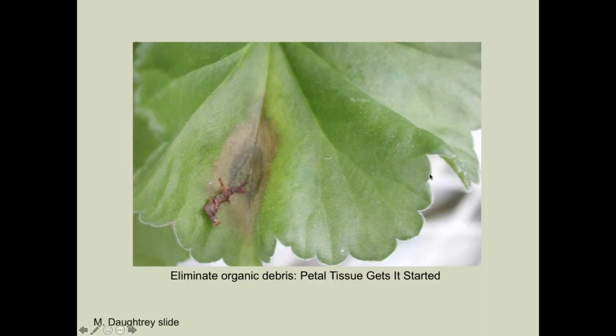One of the things that I mentioned is that any of the senescent tissue that's around certainly can allow the Botrytis to infect that tissue, and then it'll move right from that tissue into healthy tissue. So here's an example of a petal that fell off of a geranium onto the leaf below, and that's a new infection site. So with any type of organic debris, deadheading not only encourages new flower production, but it helps to reduce the amount of Botrytis that's present.